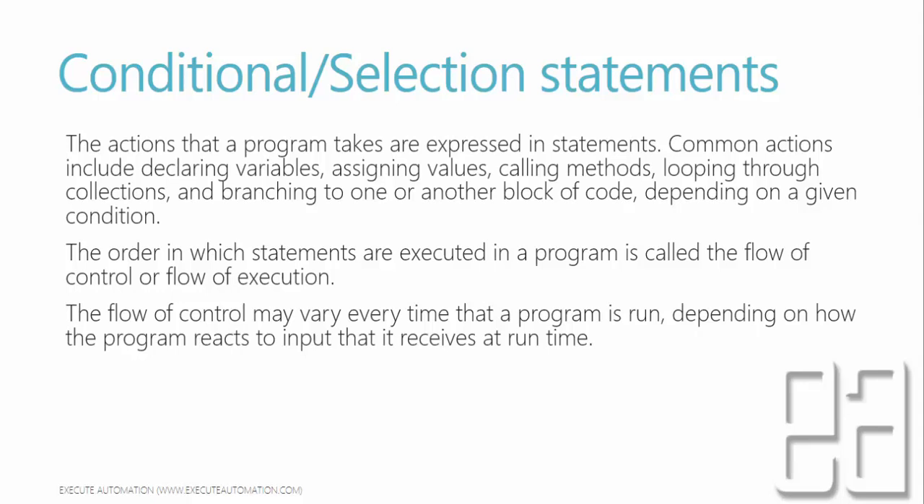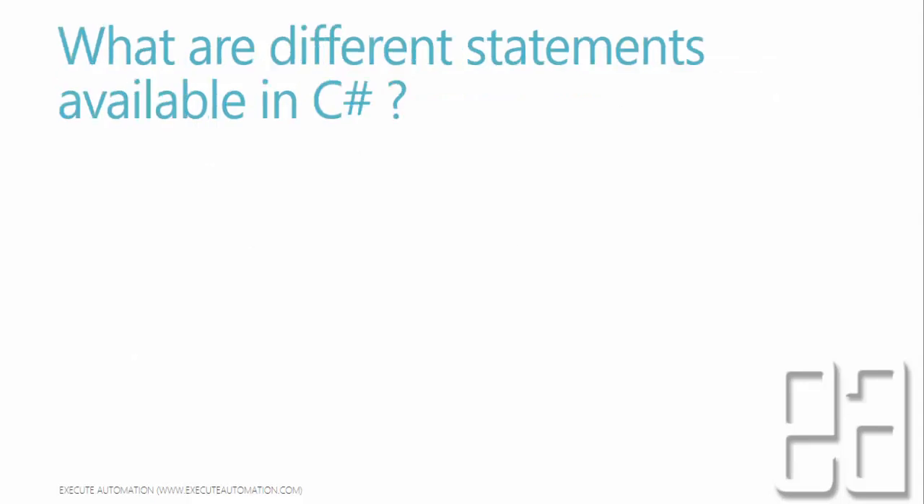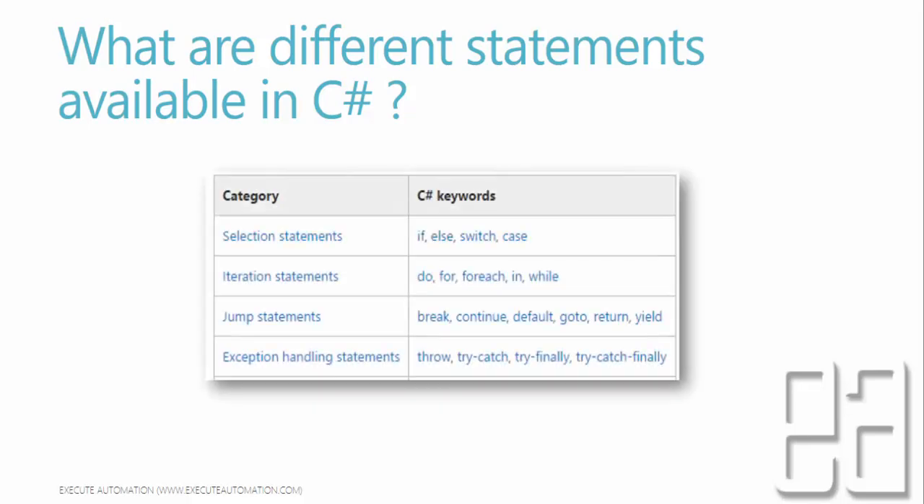The flow of control may vary every time the program is running, depending on how the program reacts to input that it receives at runtime. So what are the different statements available in C#? There are some categories, and these are some of the keywords used in C#. The selection statements have keywords like if, else, switch, case. Iteration statements we'll talk about in the next video of this course, where you will be using keywords like do, foreach, in, while, etc. And there are jump statements like break, continue, default, goto, return, yield, etc.